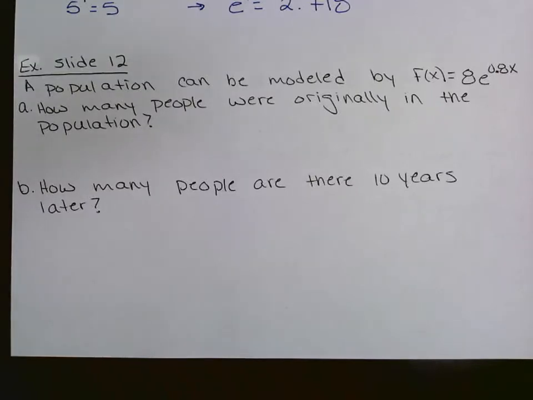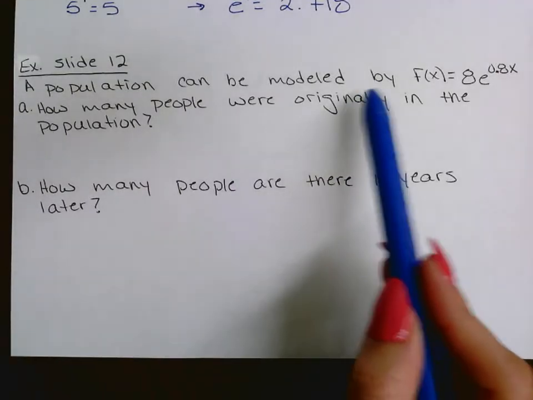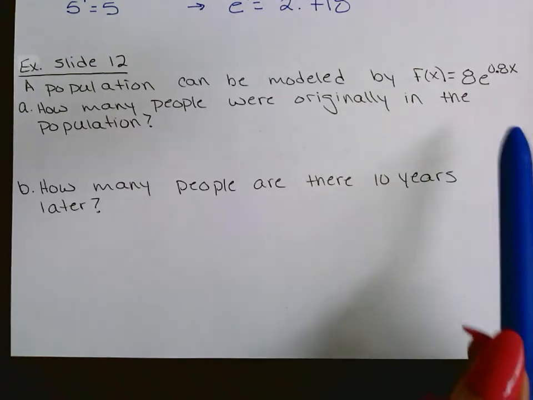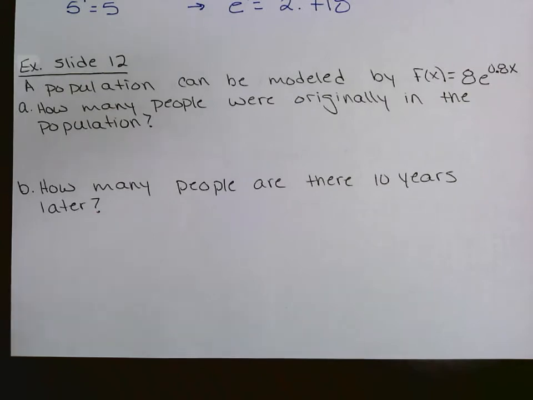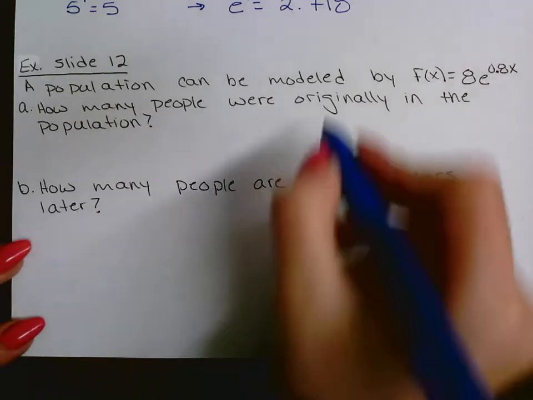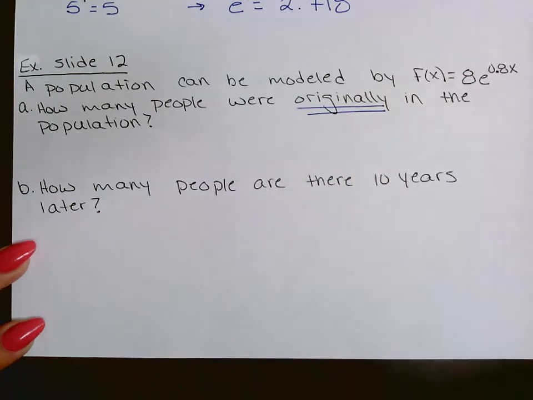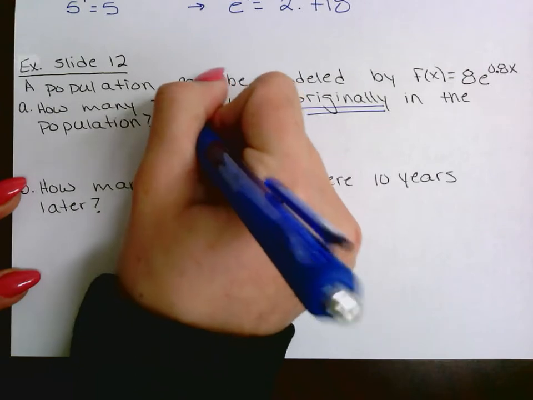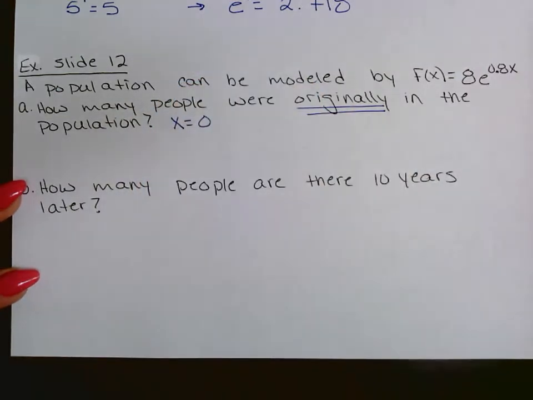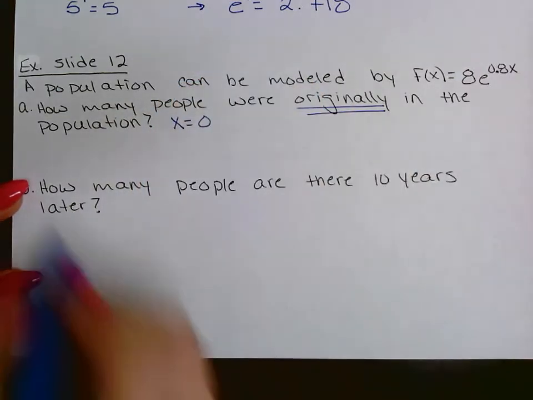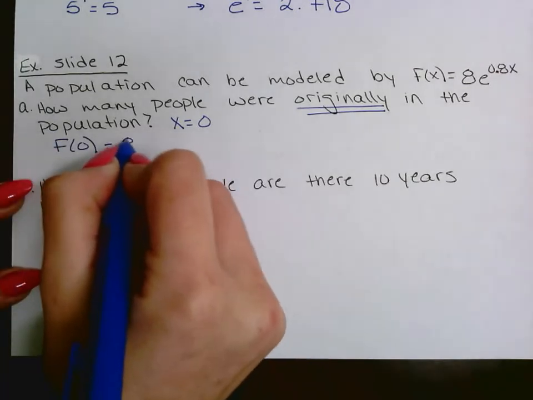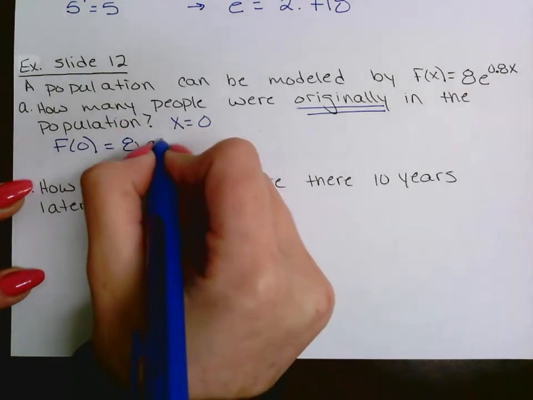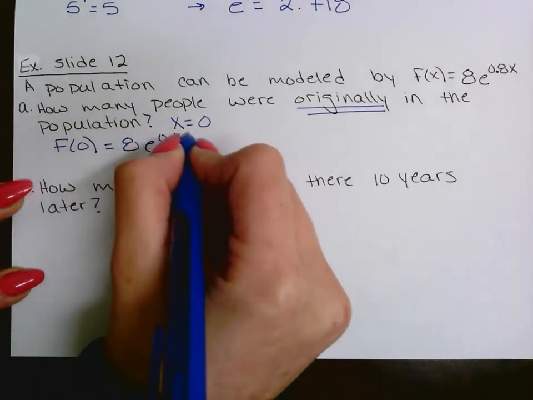So let's take a look at this next example. It says a population can be modeled by this function f of x. Okay? And that reads 8 times e raised to 0.8x. A says find how many people were originally in the population. What do you think originally means? Yeah, that x, or time, was 0. Okay? So now all I have to do is say f of 0 equals 8 times e raised to 0.8 times 0.